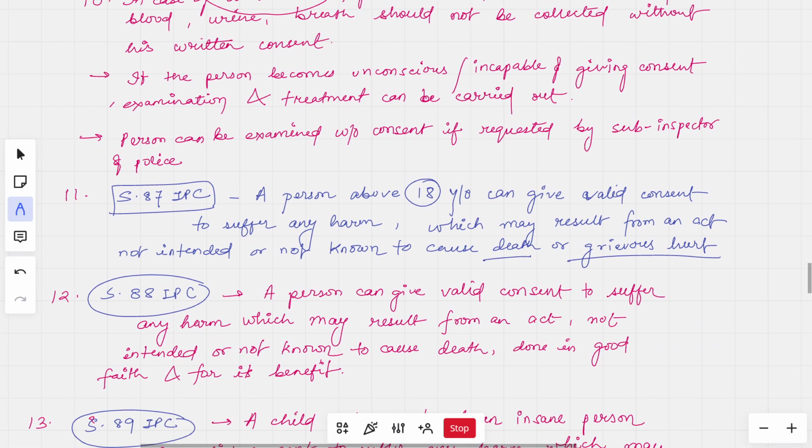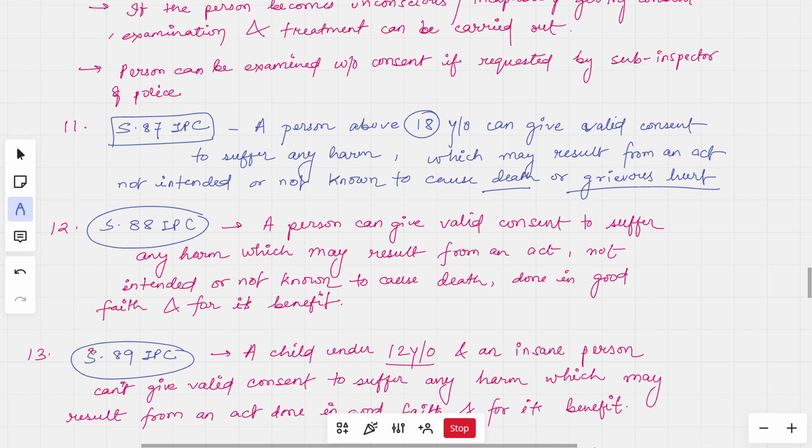Then point number 11, it says under section 87 IPC, a person above 18 years of age can give valid consent to suffer any harm which may result from an act not intended or not known to cause death or grievous hurt. Section 88 IPC says a person can give valid consent to suffer any harm which may result from an act not intended or not known to cause death, done in good faith and for its benefit.